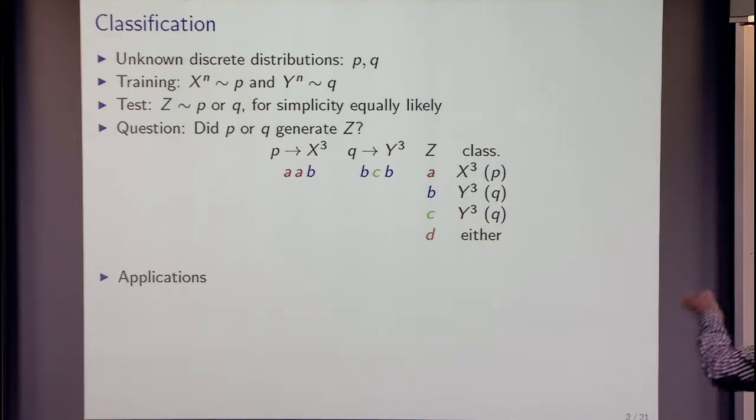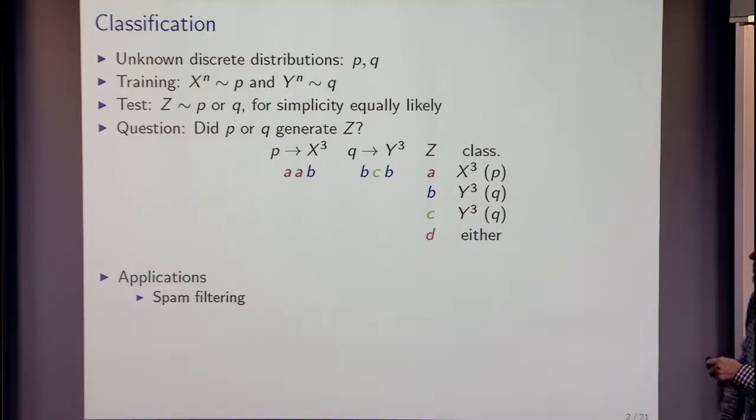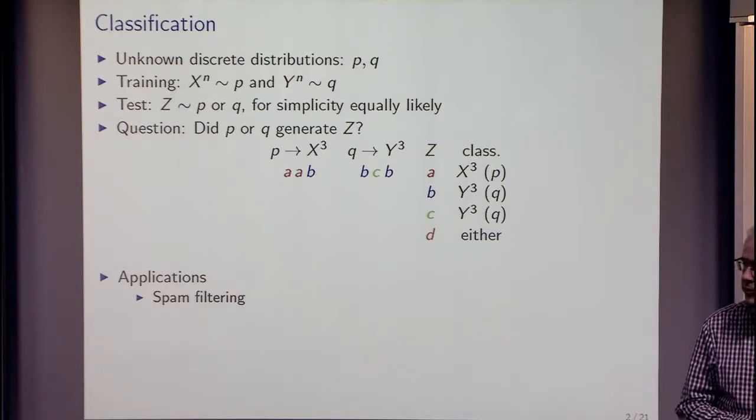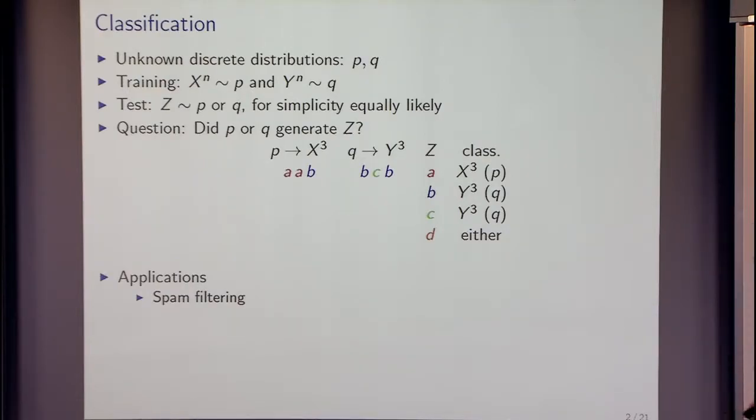So what are applications of this problem? For example, spam filtering. You get a lot of samples of spam mail and a lot of samples of legitimate mail. Then a new mail comes in, and you want to say, is it legitimate or is it spam?